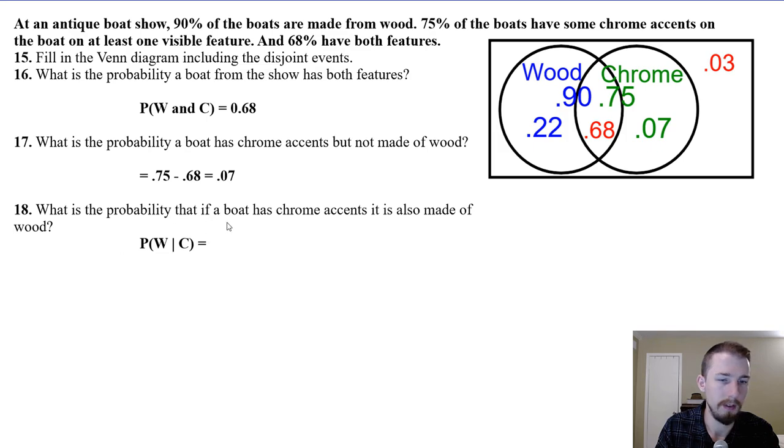What's the probability that if a boat has chrome accents, it is also made of wood? So the probability of wood, given the chrome accents. So the chrome accents was 75%, and also having the wood, the intersection, would be 68. So 68 out of 75%, which is going to be a really high percent of 90.7%.